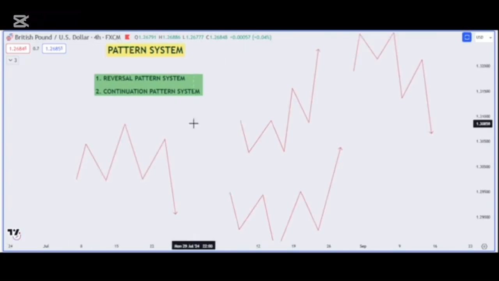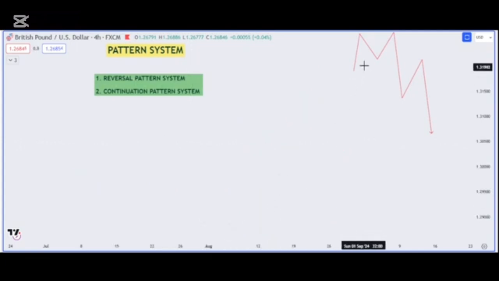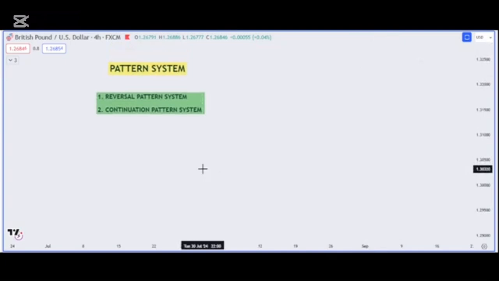In today's class, I'm going to explain the advanced side of this market. I'm going to talk about the continuation pattern and everything you need to know under this continuation pattern, and how you can use it to make a lot of money in the market. Under the continuation pattern, there are certain things that you must understand.